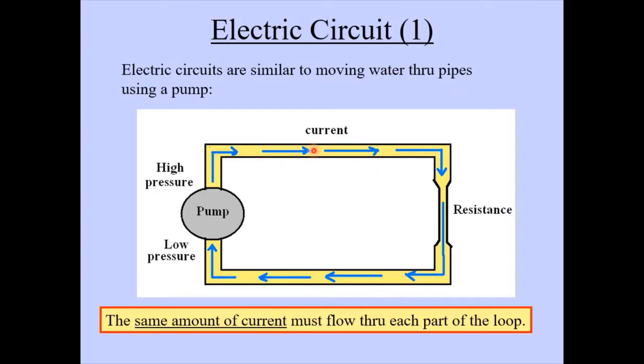So if we have 2 gallons per minute flowing up here, we have to have 2 gallons per minute flowing through here, and we have to have 2 gallons per minute flowing down here, and also we have 2 gallons per minute flowing through the pump. So this is one of the key things about a circuit like this: wherever we look at the current, it's identical. The same amount of flow must occur everywhere.